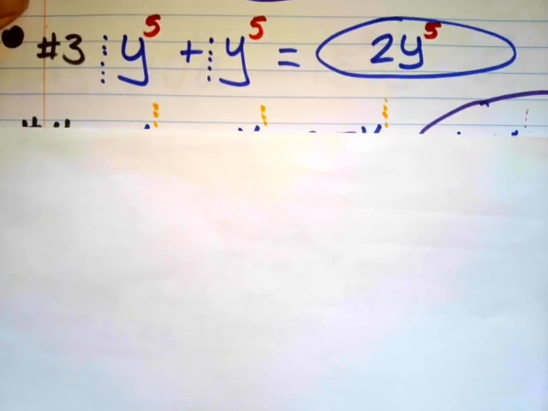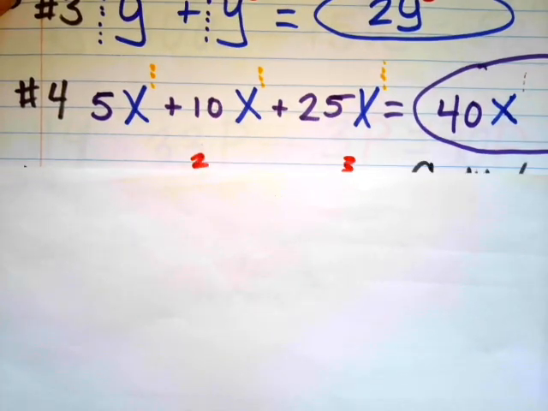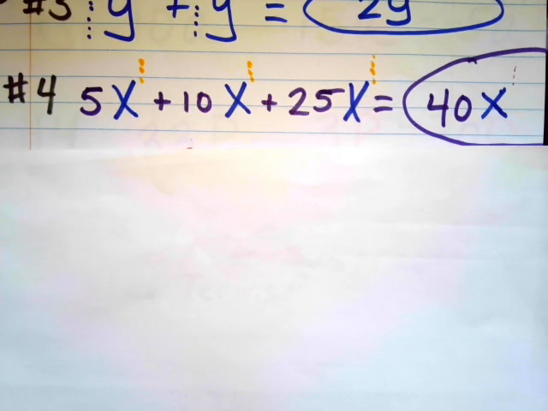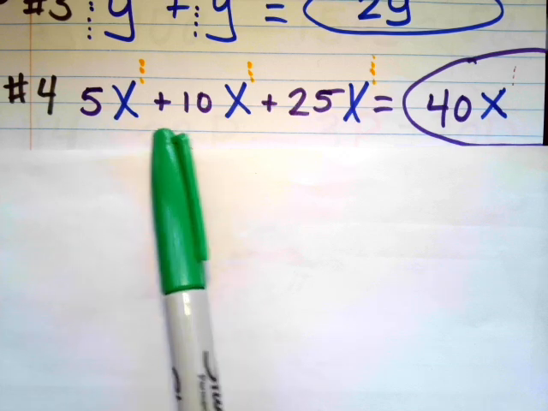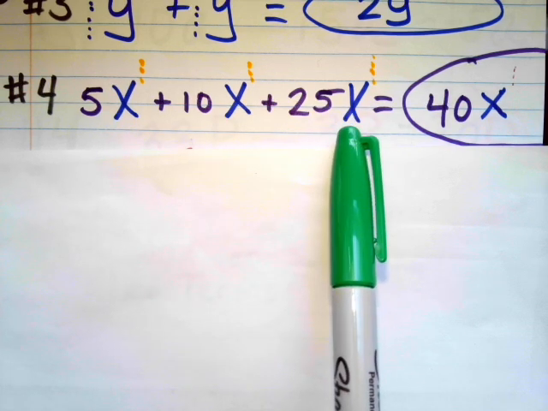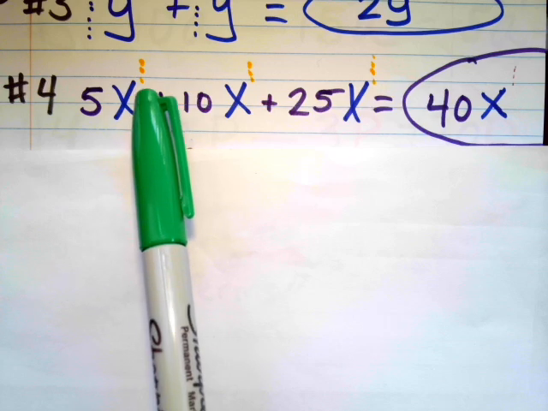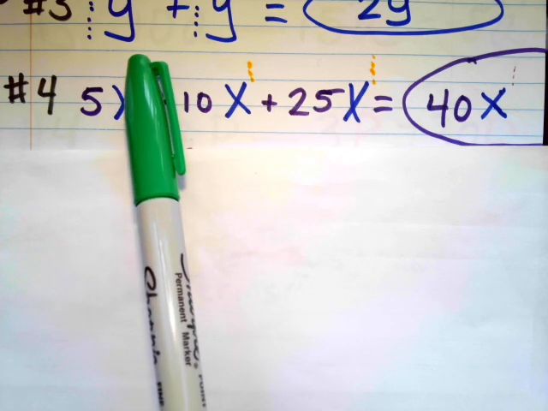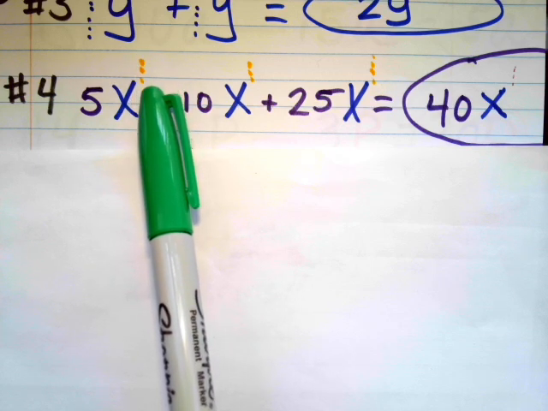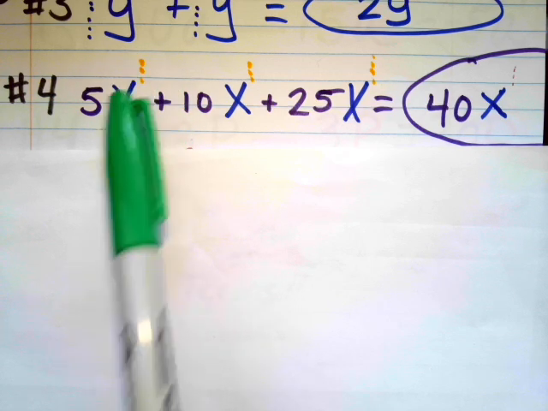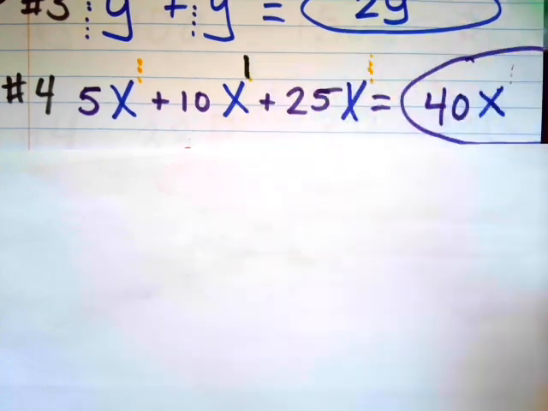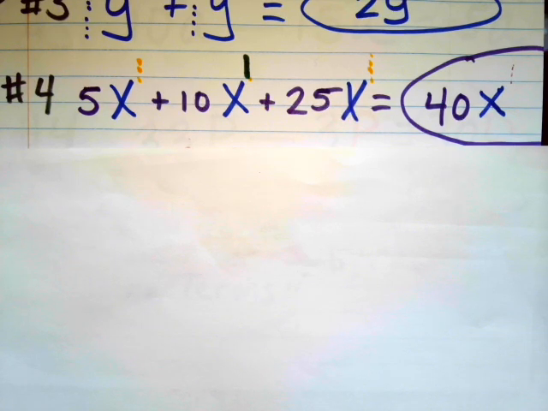Moving forward, let's take a look at number 4, and then problem number 5. We have 5x plus 10x plus 25x. Again, show your invisible ones. There is a power of 1 attached to that x, even though it was invisible. I'm telling you, write it in there, or just write a straight up 1. If you want to put a 1 so you can see it, absolutely do that. It's going to help you out.